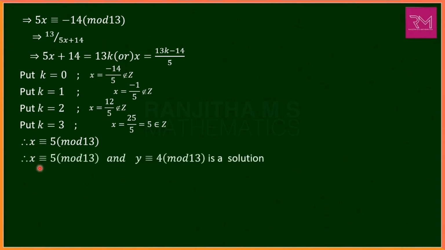Therefore, finally we can conclude that x is congruent to 5 mod 13 and y is congruent to 4 mod 13 is a solution for the given system of linear congruences. This completes the problem. Here we have another problem.